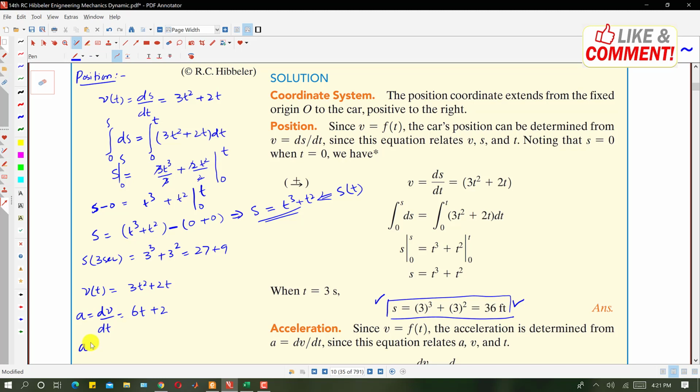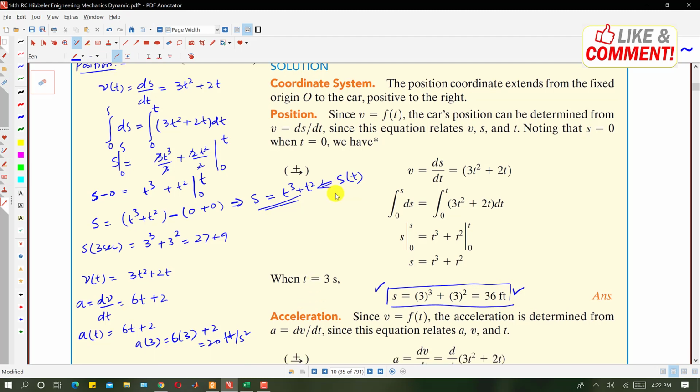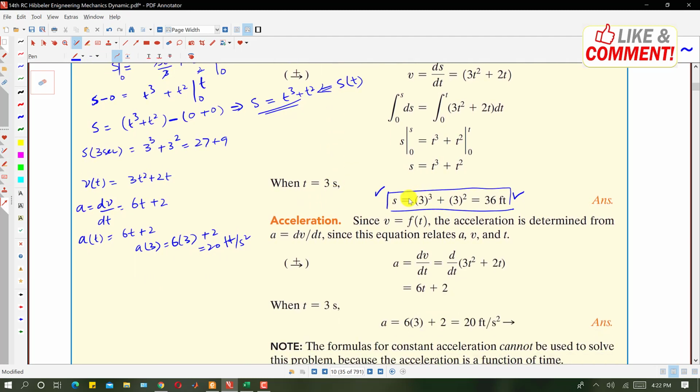So, now this is the acceleration as a function of time, which is 6t plus 2, and acceleration after 3 seconds will be 6 into 3 plus 2, right. So, this is 20 feet per second square, right. So, this is the solution of this problem.